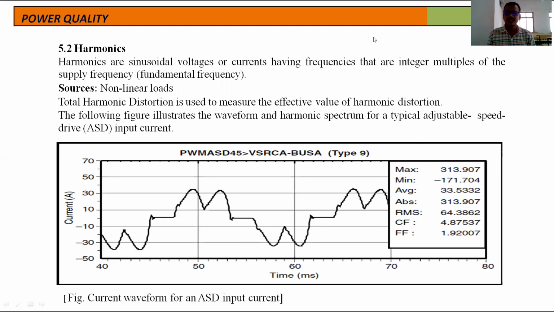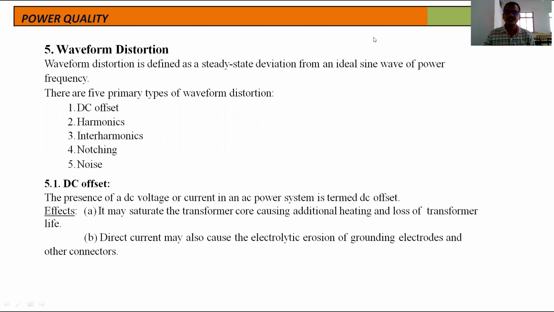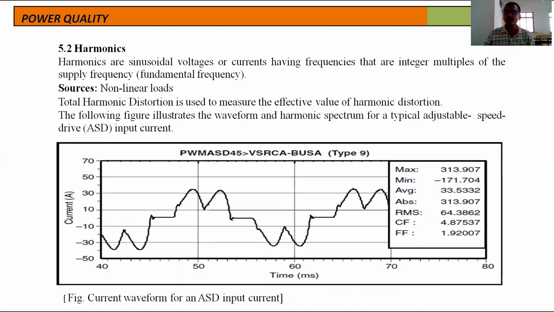So yesterday we discussed briefly waveform distortion. Among the waveform distortions, we have seen what is meant by DC offset, its definition, and what the effects of DC offset are. Now today we are going to discuss harmonics. So let us see what the definition of a harmonic is.